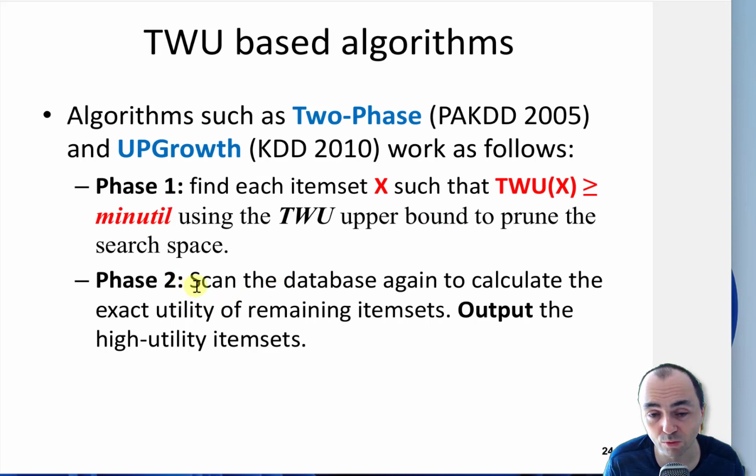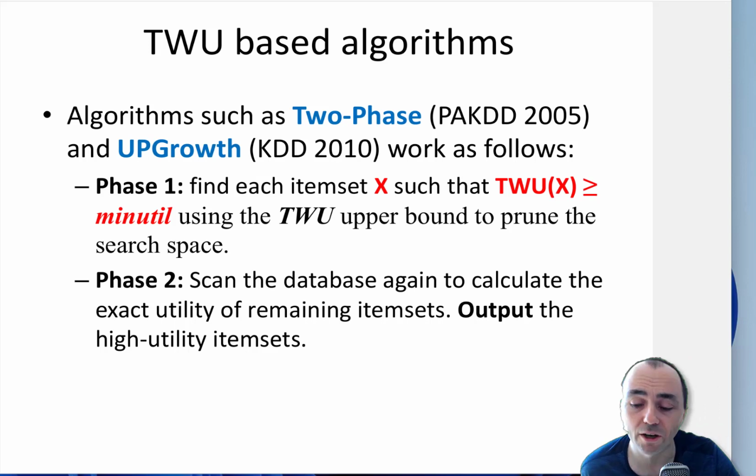And in phase 2, they will read the database again to find the exact utility of the remaining itemsets found in the first phase. Then it will output the high utility itemsets. So this is the basic idea used by many algorithms.